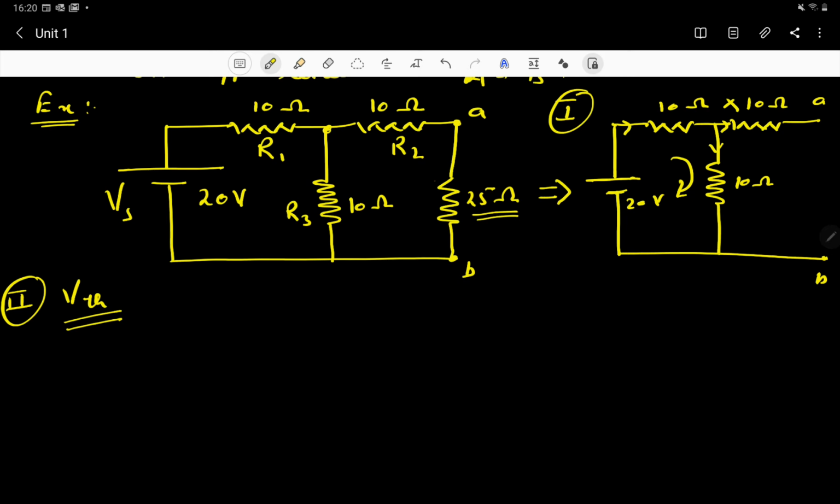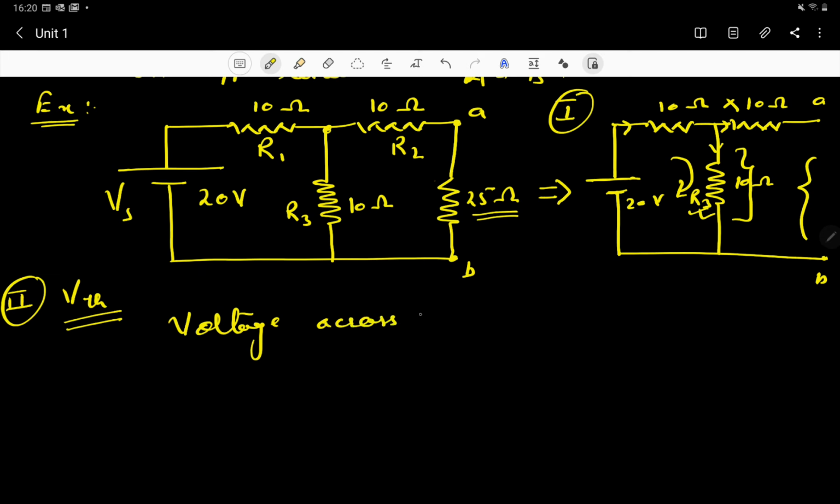All right, now what will be the voltage across the terminals A and B? The voltage across this resistance will be the same voltage as VTH, because both of them are in parallel. All right, so what we need to do is just calculate the voltage across this terminal. This is so easy. So the voltage across R3, this is R3.